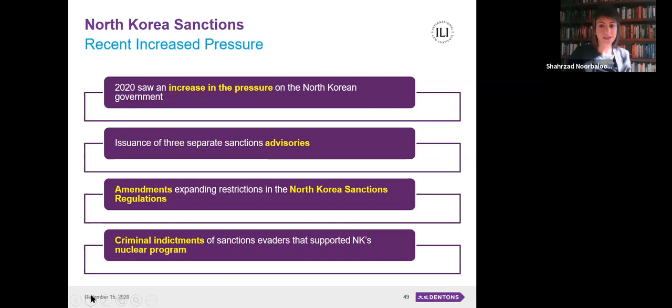In the last year, the United States has continued to increase pressure on the North Korean government via the issuance of 3 separate sanctions advisories targeting the country's illicit activities in the cyber and maritime sectors, and amending and expanding the scope of the North Korea sanctions regulations. The U.S. has also pursued criminal indictments of U.S. sanctions evaders that supported the country's nuclear program. Next slide.